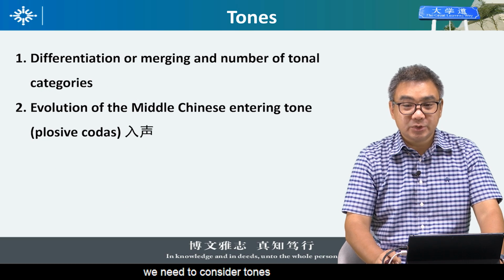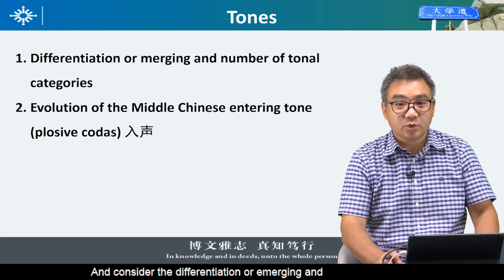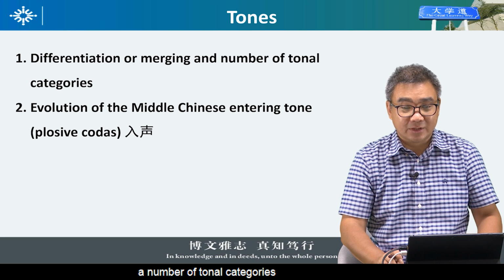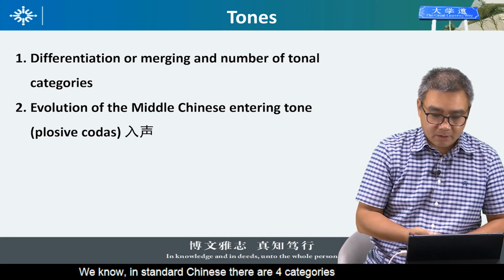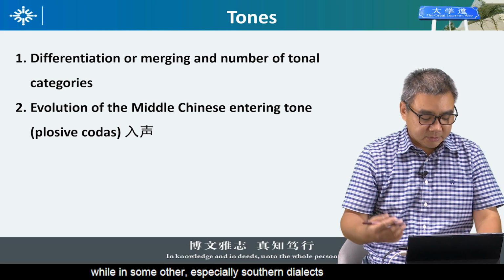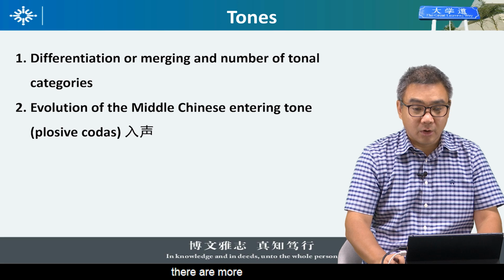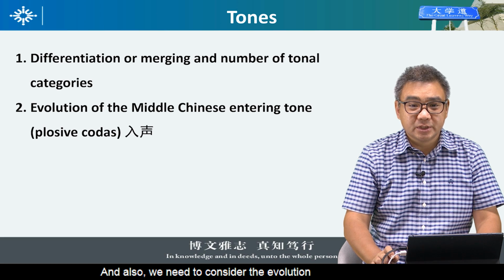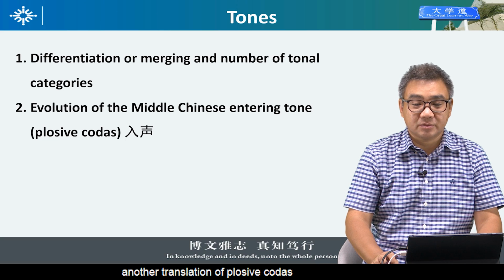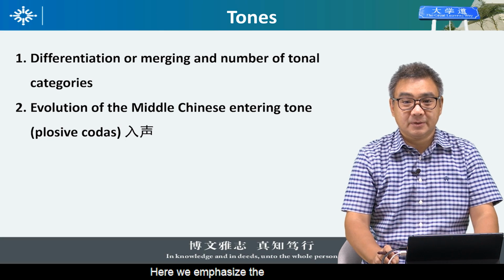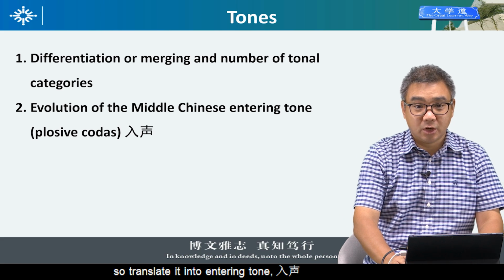Okay, lastly, we need to consider tones and consider the differentiation or merging and number of tonal categories. We know in standard Chinese there are 4 categories or tones, while in some other, especially southern dialects, there are more. And also we need to consider the evolution of the Middle Chinese entering tone, another translation of the plosive codas. Here we emphasize the kind of tones, so translated into entering tone of 入声.